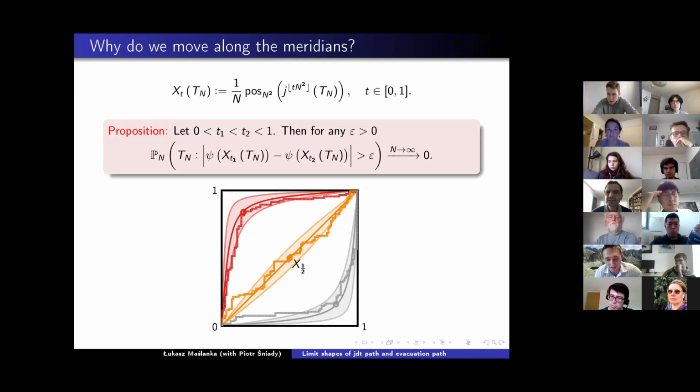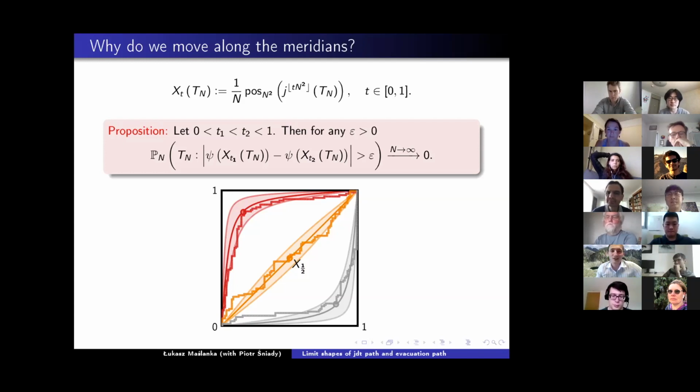For example, on the figure you have almost the same picture as before, and the colored areas are at a distance 1/20 from the meridians, and as you see, more or less geodetical paths fit in these colored areas. So this proposition should hold.